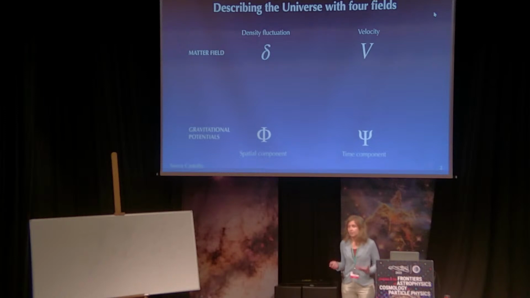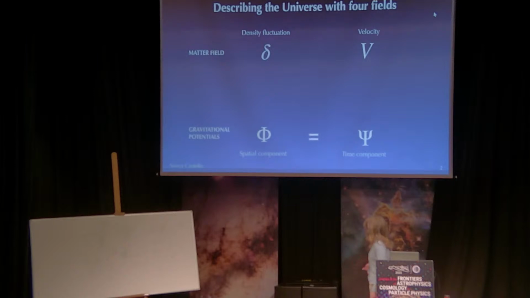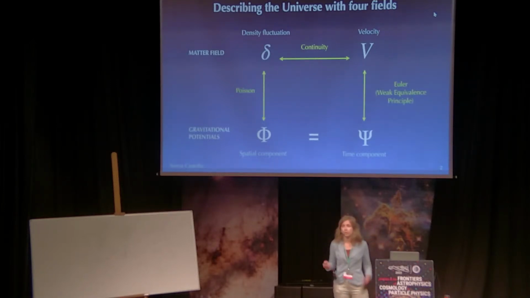General relativity provides us with some fundamental relations that relate these 4 quantities. First of all, in GR, the 2 potentials are equal to each other. We then have the continuity equation, the Poisson equation, and the Euler equation, which encodes the so-called weak equivalence principle, which essentially tells us that all bodies, regardless of their composition, fall in the same way inside gravitational potentials.